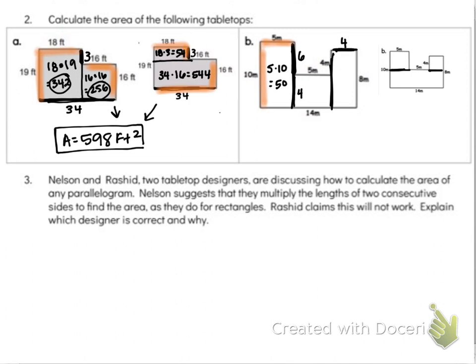All right, and I'm going to look at this one right here. My base is 4. My height is 8. So we have 4 times 8, which is 32. If I look at this middle one, this right here, my base is 5, my height is 4, so 5 times 4 is going to give me 20. Then you would just add all of those up. So we have 50 plus 20 plus that 32. You're going to get an answer of 102 meters squared.